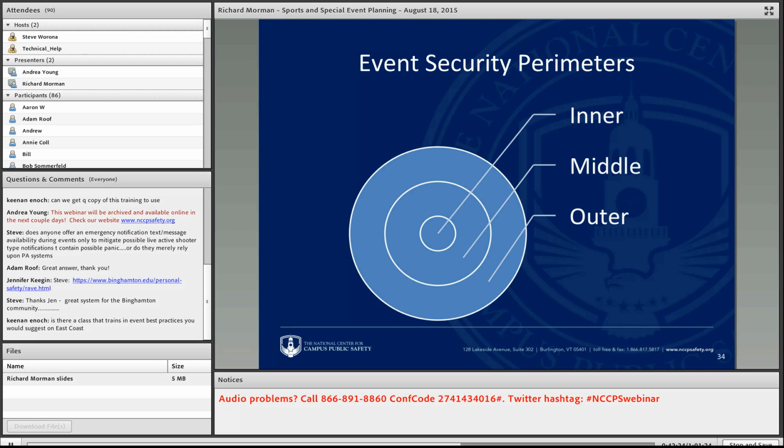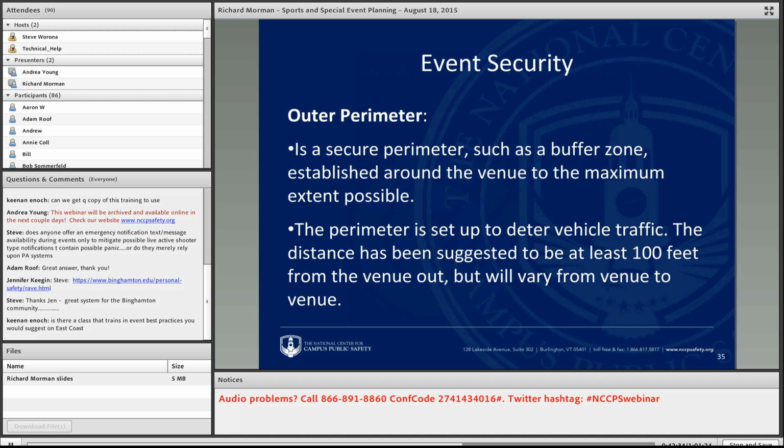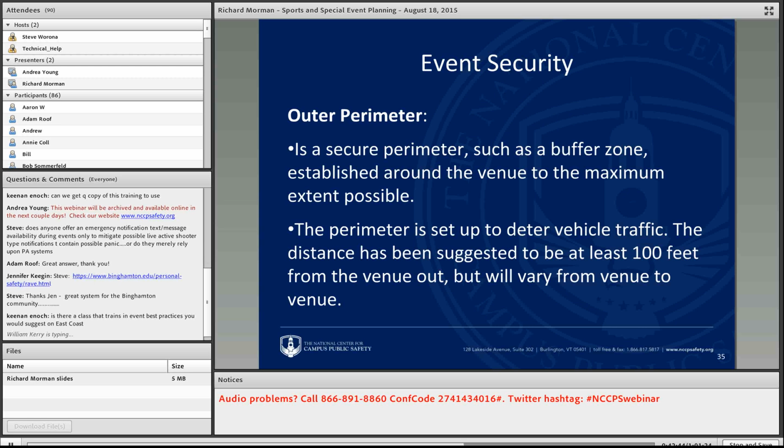And we'll come back to that term here in a minute, and I'll give you a great example of what I mean, and hopefully it will all come together for you. So let's start with the outer perimeter. The outer perimeter could be something such as a buffer zone, should be established around the venue to the maximum extent possible. And oftentimes you're going to be constricted by your environmental design of your venue. But the purpose of this outer perimeter really is to deter vehicle traffic, keep vehicles away, and this will actually assist you in your traffic management plan also.